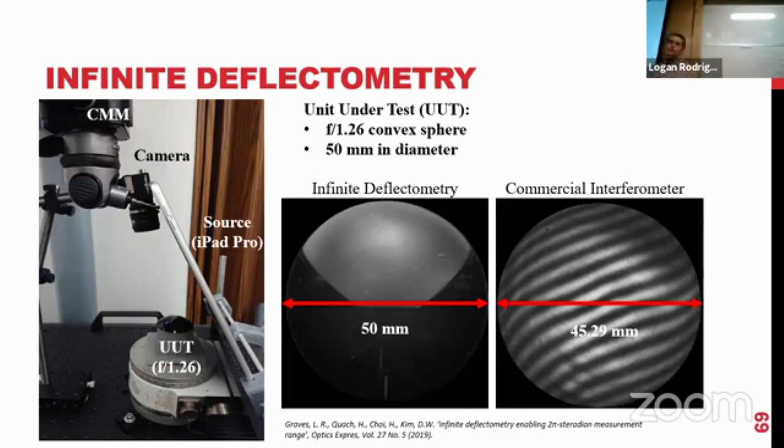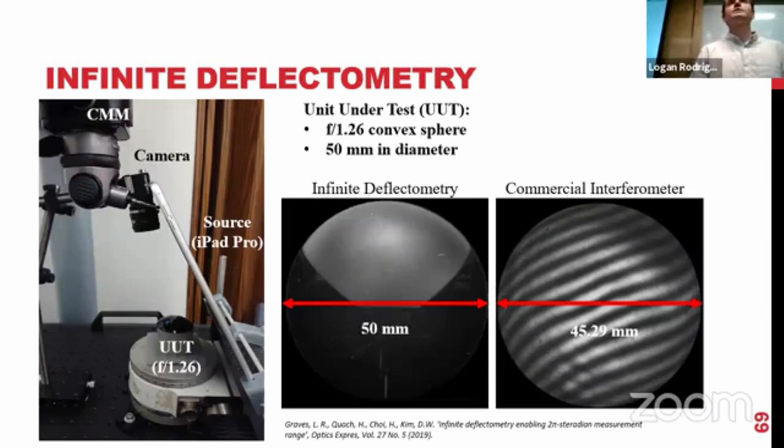We also measured it again at the gold standard, the commercial interferometer. And because of some limitation of null optics, we could only measure a 45.29 millimeter diameter aperture. We couldn't measure the whole thing. And this is important to remember because going forward, we can only compare to the area that we could measure.